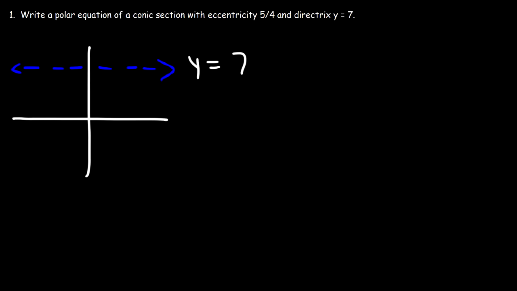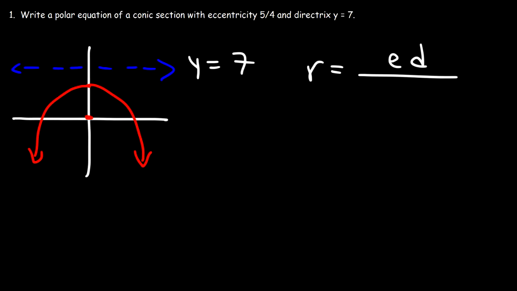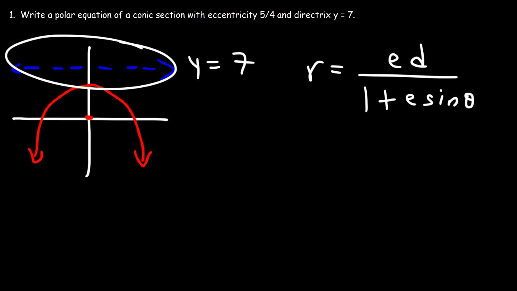What this means is that the conic section is below it, and it's going to point downward, or open downward rather. So what type of polar equation corresponds to this type of shape? Well, because it's going down, it has to be sine and not cosine. So it's ed divided by 1 plus e sine theta, since the horizontal directrix is above the pole.